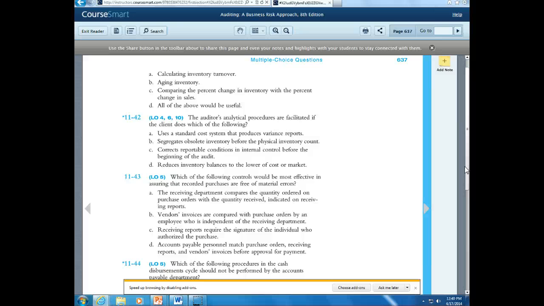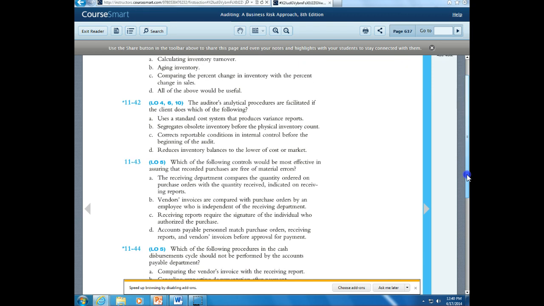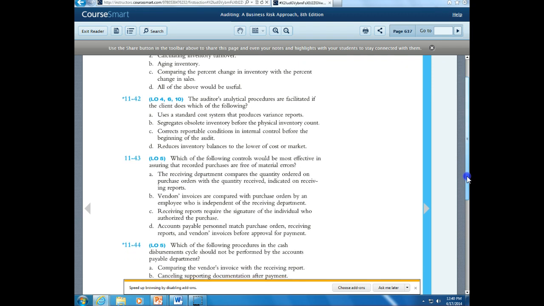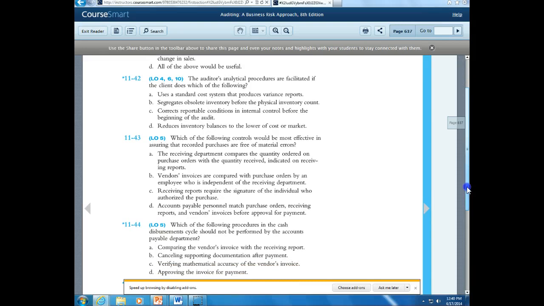A, that standard cost system that produces a variance report would definitely help an auditor understand those ratios, because they're producing that variance report based on those costings.